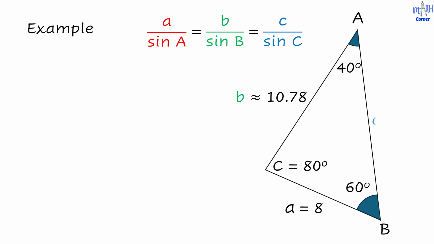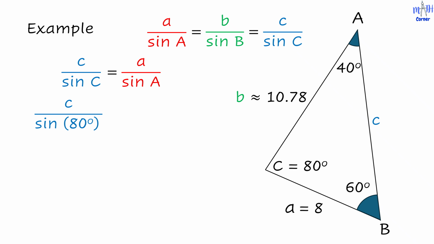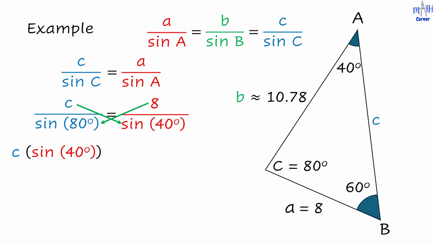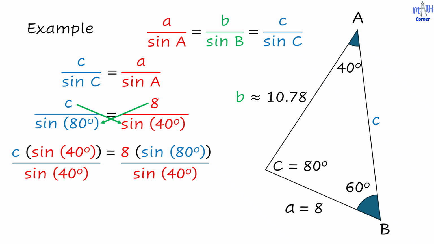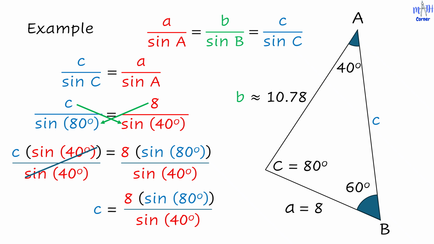Step 4. Solve for side C. C over sine 80 degrees equals 8 over sine 40 degrees. Cross multiply. C times sine 40 degrees equals 8 times sine 80 degrees. Divide both sides by sine 40 degrees. C equals 8 times sine 80 degrees over sine 40 degrees.